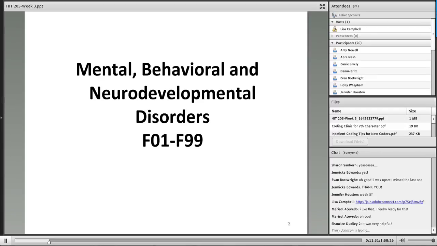So this week, the first chapter that we're going to look at is for mental, behavioral, and neurodevelopmental disorders. So I am turning over to my physical copy of the guidelines, and they are on page 33. And I will tell you, mental, behavioral, and the neurodevelopmental disorders is kind of an area that I have grown to love over the years.